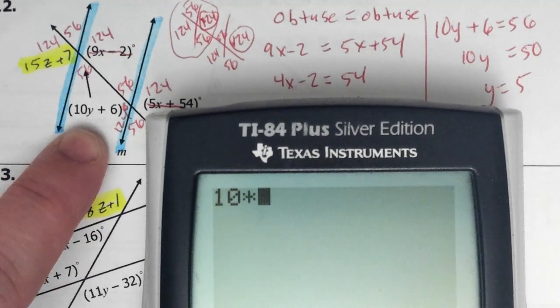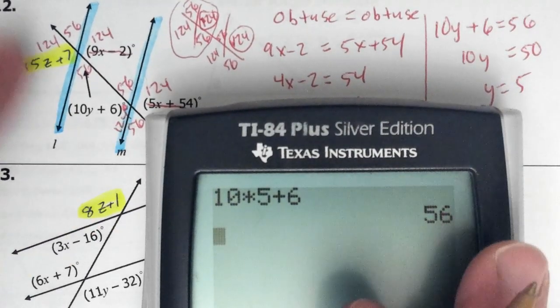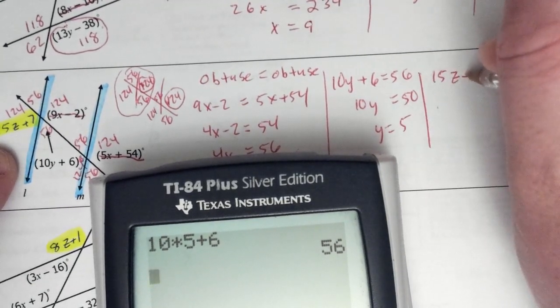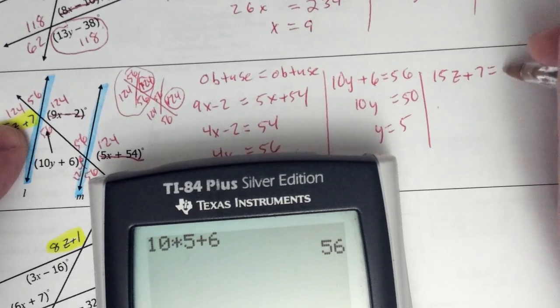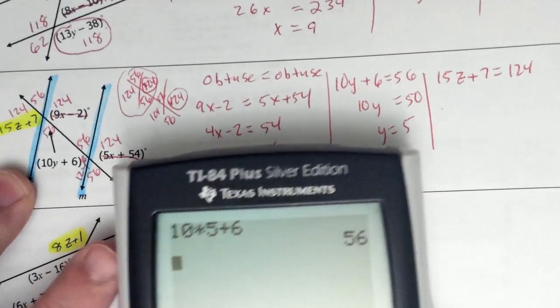10 times that 5 plus 6. Yep, it was supposed to be 56. That checks out. And then this angle right here, same idea. This angle right here is 15z plus 7 is equal to 124. They are the same angle, so I set them equal. And now we're just going to solve.